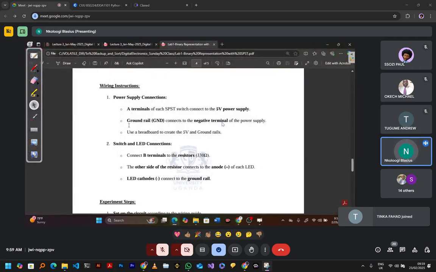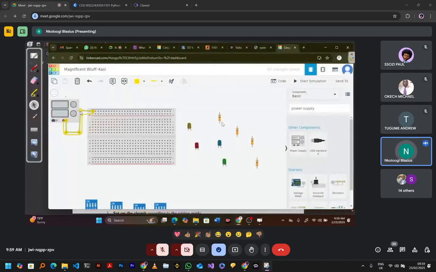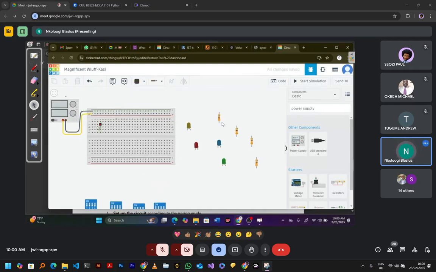Next instruction is that we need now to create the connection between each and every terminal of the SPST switch. Connect that one to the 5V power supply. So now our 5V power supply, we're going to be getting it from the breadboard side. I could even choose the color of my connecting wires here. I could give this one red and the other one black.